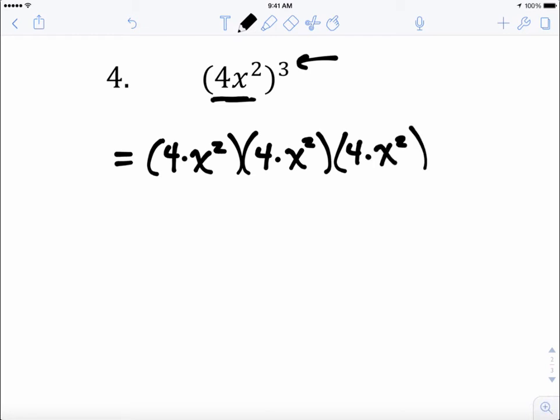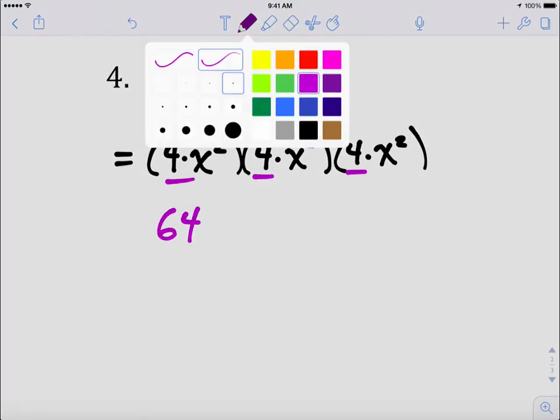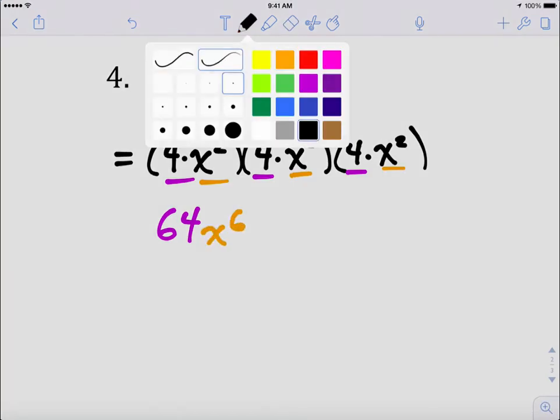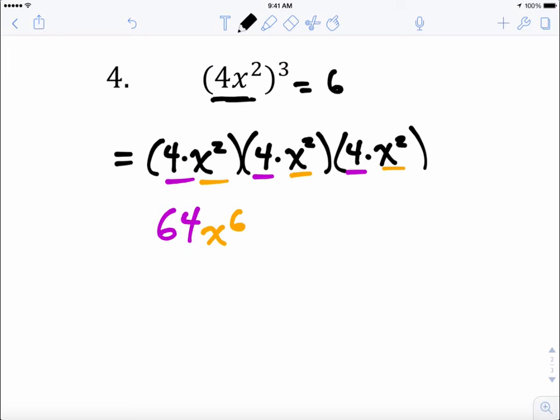So I think we've got, let's see, 4 times 4 times 4. I could write 4 to the third, but I think it's easier to just write 64. And we've got x squared times x squared times x squared, which is x to the 6th. So our grand product in this case is going to be 64 times x to the 6th power.